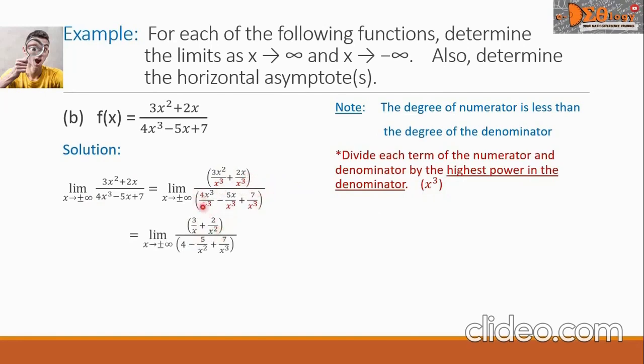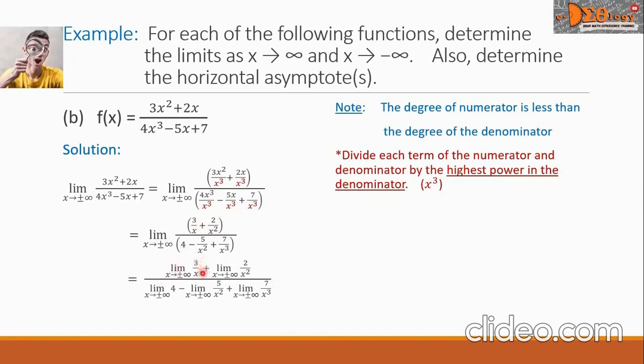In the denominator, this 4x cubed over x cubed now becomes 4, minus 5x over x cubed is now 5 over x squared, plus 7 over x cubed will just be the same. Now, let us take the limit of each of the terms in the numerator and in the denominator. So it becomes like this. Let us simplify each of the limits.